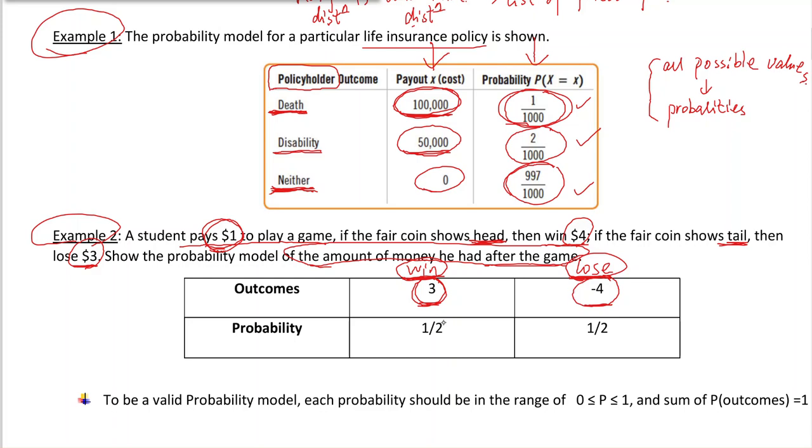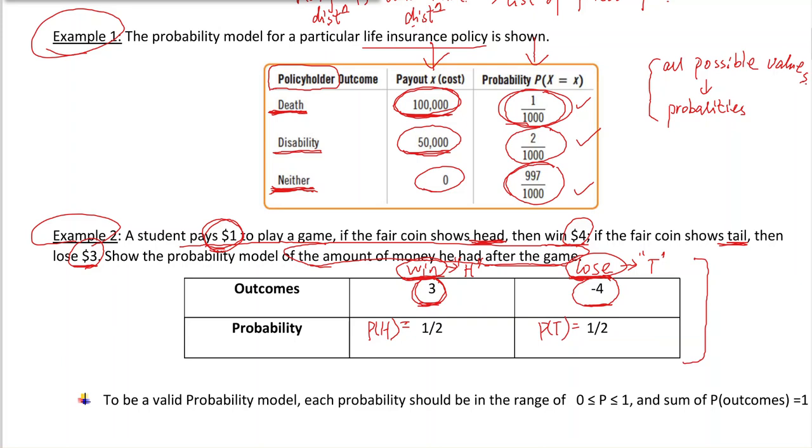We have the probability if he wins the game, that means he will have a head, right? If he loses the game, that means he will have the tail, right? So what is the probability of head? It will be 1/2, right? What is the probability of tail? Another 1/2, right? So this will be the probability model of the amount of money he had after the game.